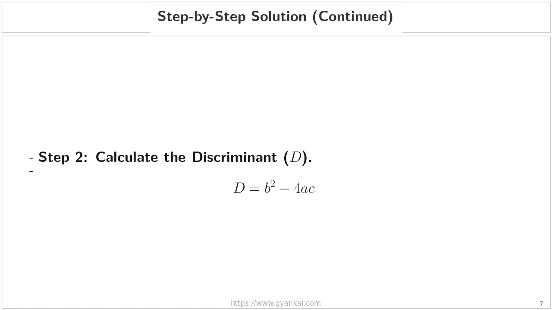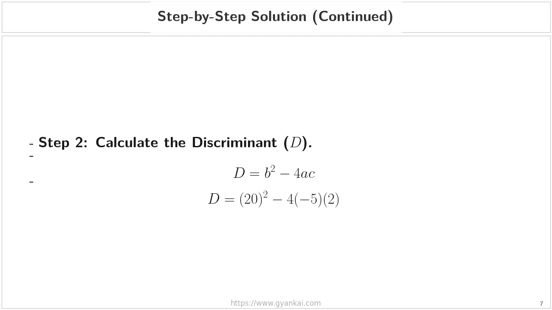Step-by-step solution, continued. Now that we have successfully identified our coefficients, that is, we know that a equals -5, b equals 20, and c equals 2, we move on to step 2, which is calculating the discriminant, denoted by the capital letter D. As we saw in the previous slides, the formula for the discriminant is b squared minus 4ac. Let's plug our specific values into this formula. We start with 20 squared, which gives us 400.